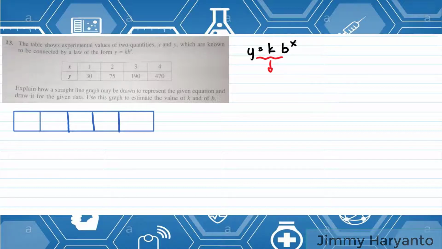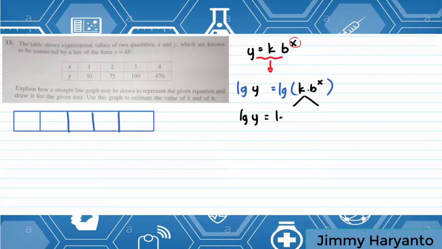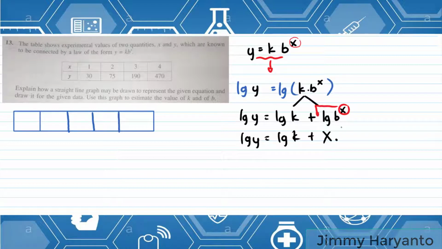So what can you do with this one? Look at this. We have an exponential, so we can put lg on the left side and then lg on the right side. For the left side it's only y, and for the right side it's kb to the power of x. Then we can separate this. It will become lgy equals lgk, multiplication becomes plus, lgb to the power of x. And then we have powers right here. Powers inside the logarithm can move outside. So lgy equals lgk plus x times lgb.